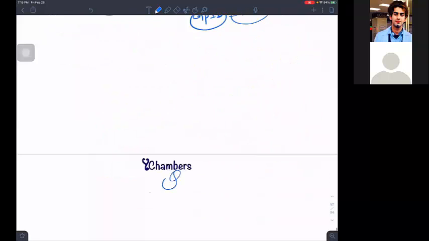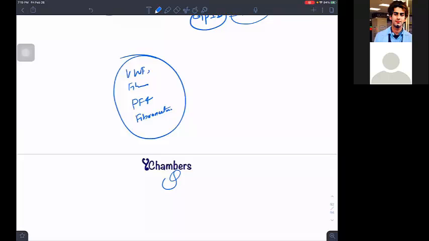So if I want to classify von Willebrand factor, fibrinogen, platelet factor 4, and fibronectin, under which granule? Which granule will be having all of these? It's a beautiful answer. It's alpha granules. Alpha granules will have this. Okay.